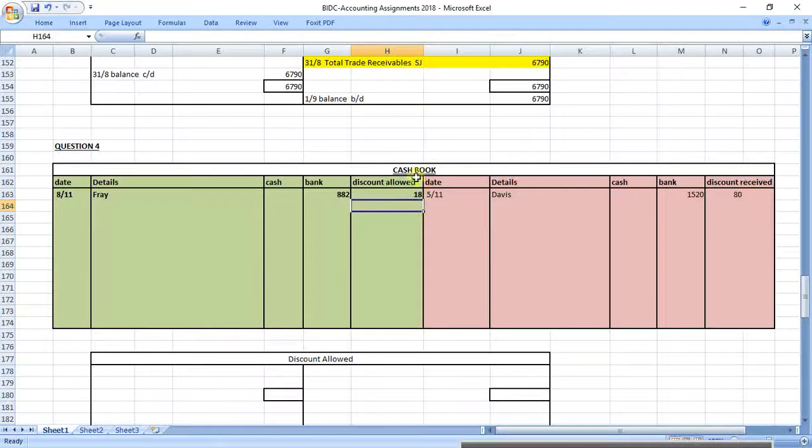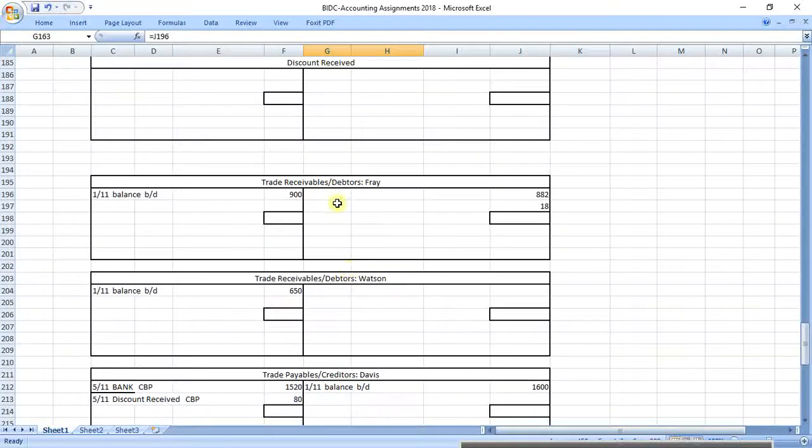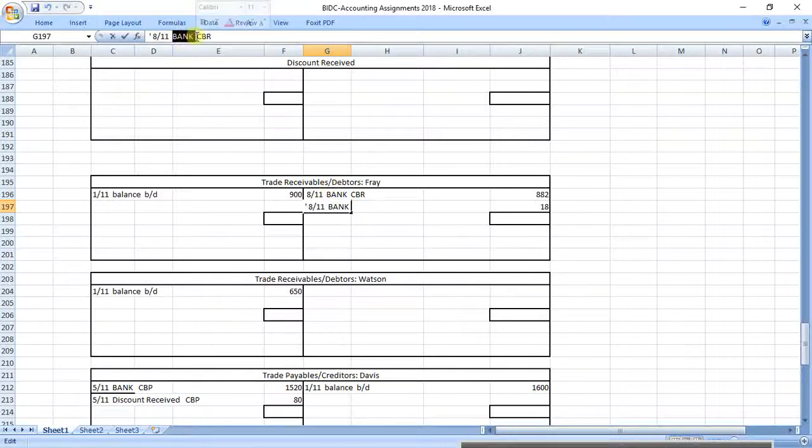Happy with the cash book? It's literally just columns. Now we need to take this and process it in the T account. So 8/11 bank, cash book receipts, and 8/11 discounts allowed. Make sense? Okay, great. Next, on the 14th, till roll, cash sales of 1420.